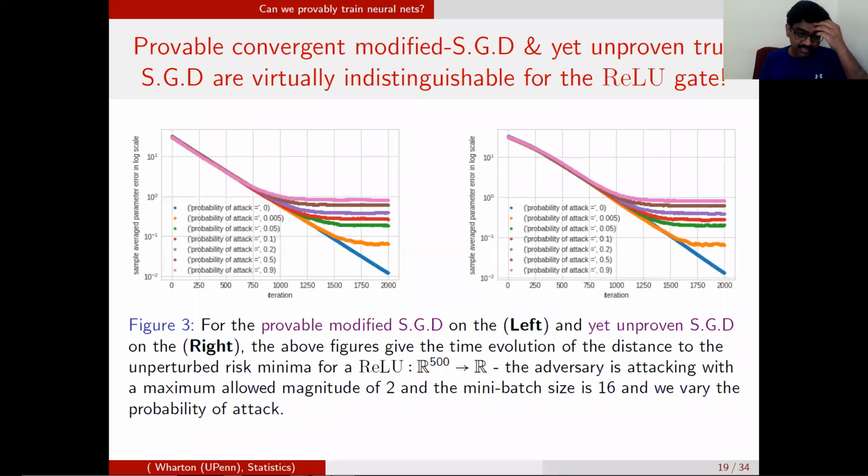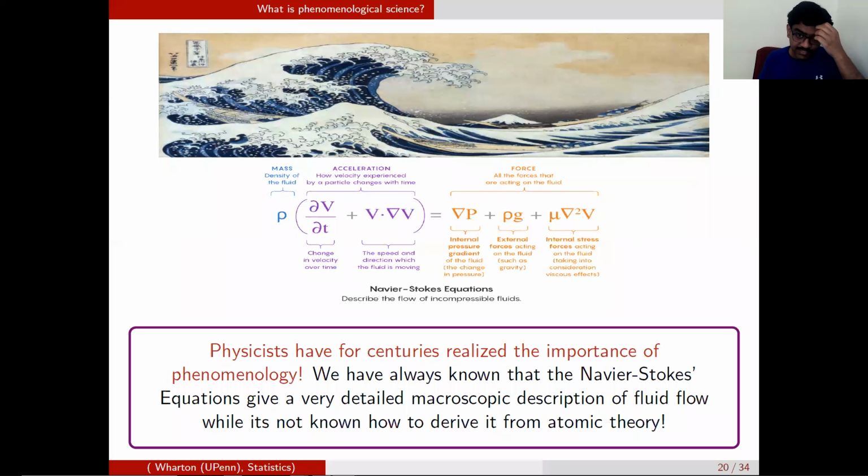So far I have been talking about tracking down the weights' behavior during neural training, which is like taking a microscopic view of neural networks. Like, let me track how the weights are changing during neural training. Another view can be to be inspired by how physicists have thought for hundreds of years: let's not track at the atomic level, let's track at the phenomenological level.